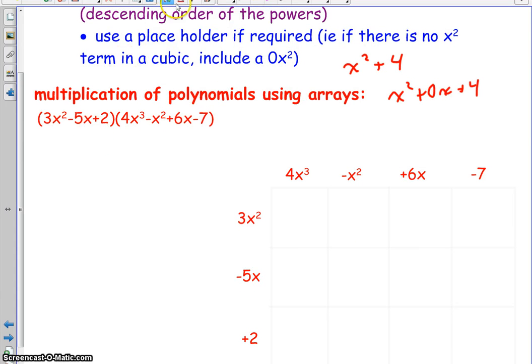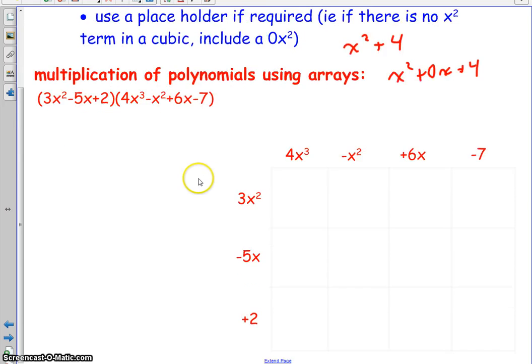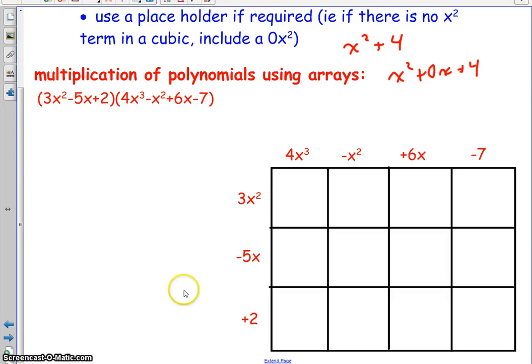So here's a more complicated example, and you'll see right away, those of you who like FOIL, it won't work here. So we have a 3-term polynomial multiplied by a 4-term polynomial, and the only thing that changes here is I'm going to set up a larger array. Okay, so I'm going to let you try this on your own. What I'd like you to do is fill in every box in this array using multiplication, by multiplying the 2 terms on the outside, and then try and collect your like terms to get a final answer.